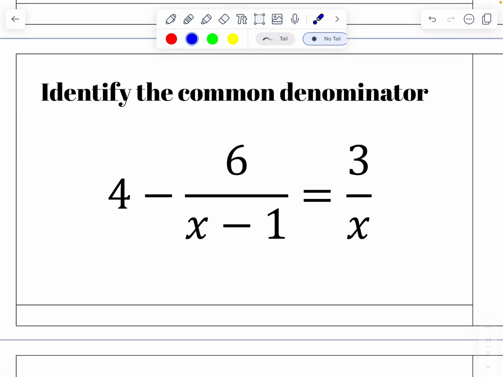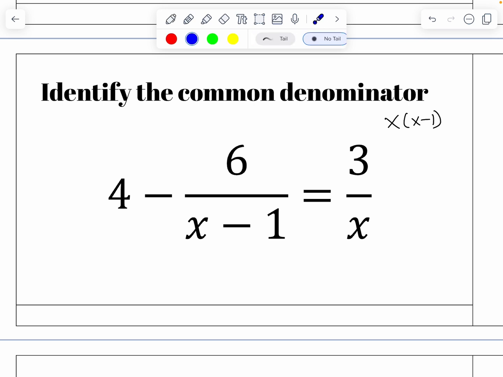Okay, same kind of thing here. I'm just looking for my common denominator. If I notice though, both of these are in simplest form already, which is great. Less work for me. So my common denominator here would be x times x minus 1. I'm just taking the two pieces of my other two denominators.